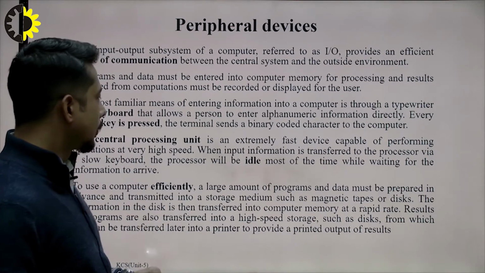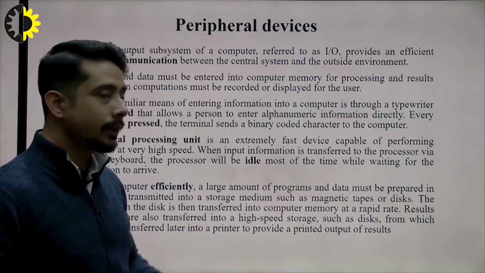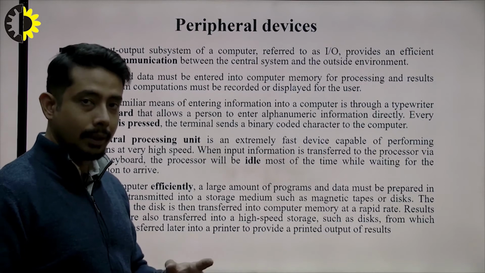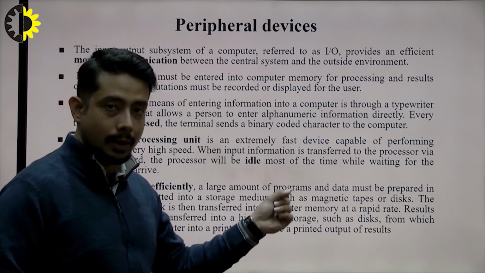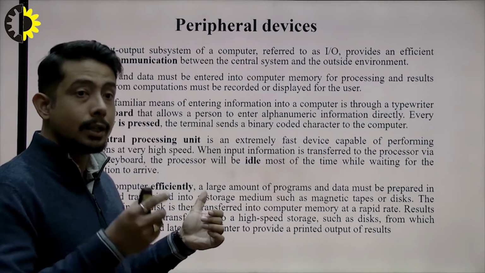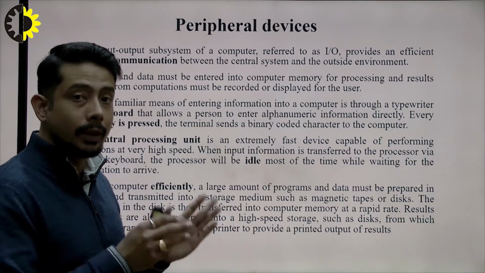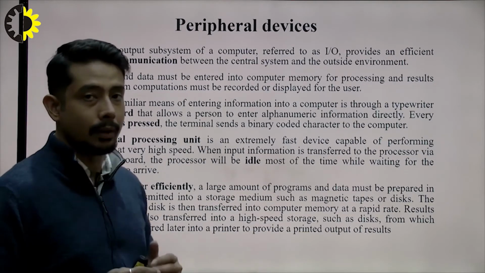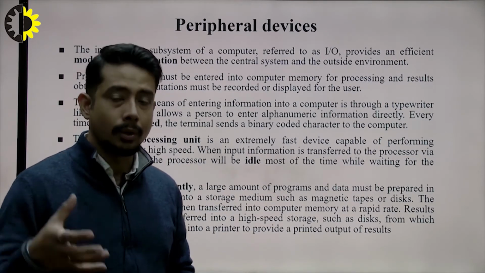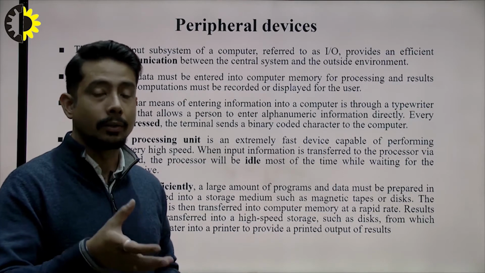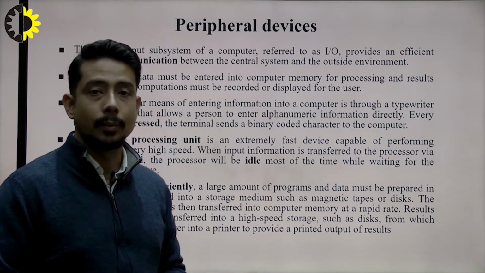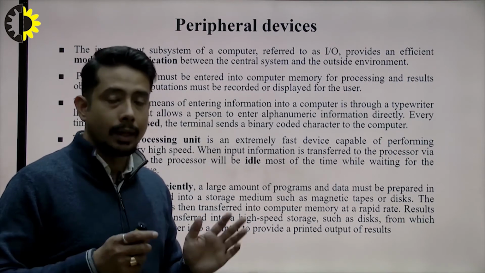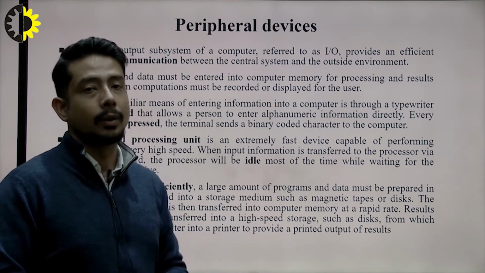Now, if you look into the fourth point, when input information is transferred to the processor via a slow keyboard, again I am telling you, when input information is transferred to the processor via a slow keyboard, the processor will then be idle most of the time while waiting for the information to arrive. Why? Because the keyboard, the input part which you are using to transfer the information, is already slow. So sometimes the processor becomes idle, and most of the time it waits until the information has arrived.